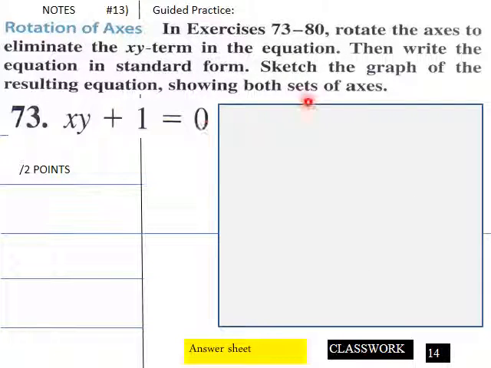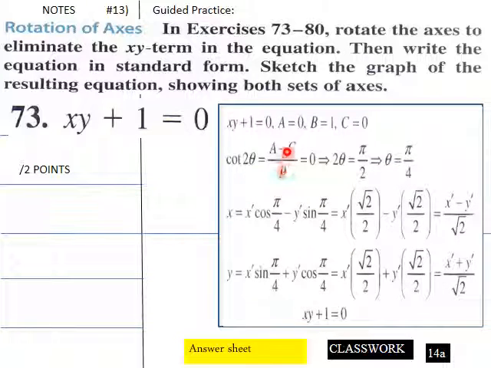So let's try one now. Rotate the axes to eliminate the xy term in the equation. Then write the equation in standard form. Sketch the graph of the resulting equation showing both sets of axes. So we have xy plus 1 equals 0.